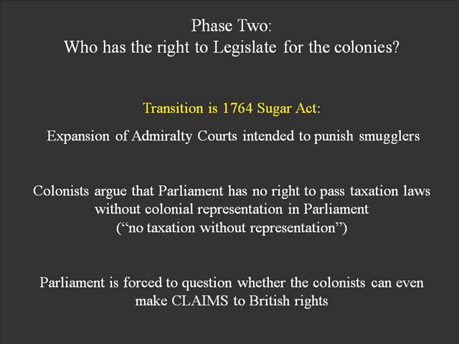None of the colonies had any representation in Parliament in London. They have their own colonial legislatures in Virginia and New York and wherever in the 13 colonies. But they didn't get to vote on this stuff. This is all passed in the home country. Does it make sense? So it basically says you cannot tax us without our representatives taking part in those debates.